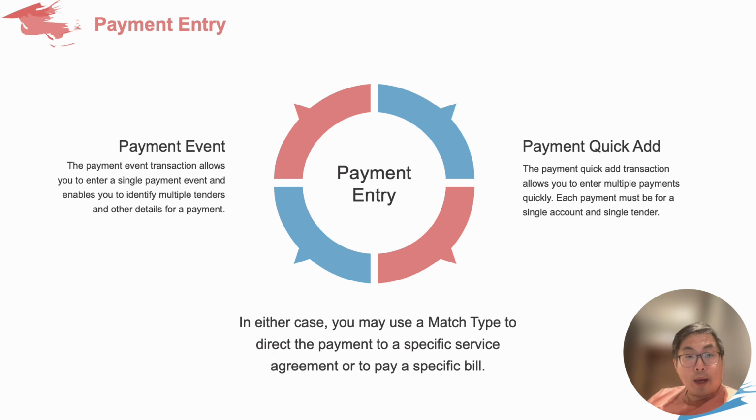distribute to the accounts. In either case, you may use a match type to direct the payment to a specific service agreement or to pay a specific bill. Okay, so the match type is more of a configuration where you can say, how do I actually match payments with the financial transaction? Essentially, all the payments need to match with a financial transaction, but it will be down to whether the financial transaction is at the level of service agreement or aggregated to the account level, where it will match to a particular bill.